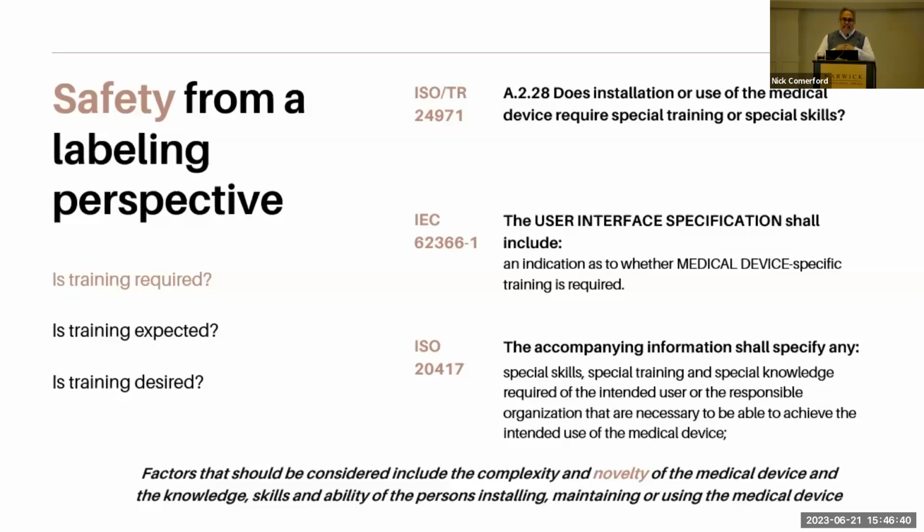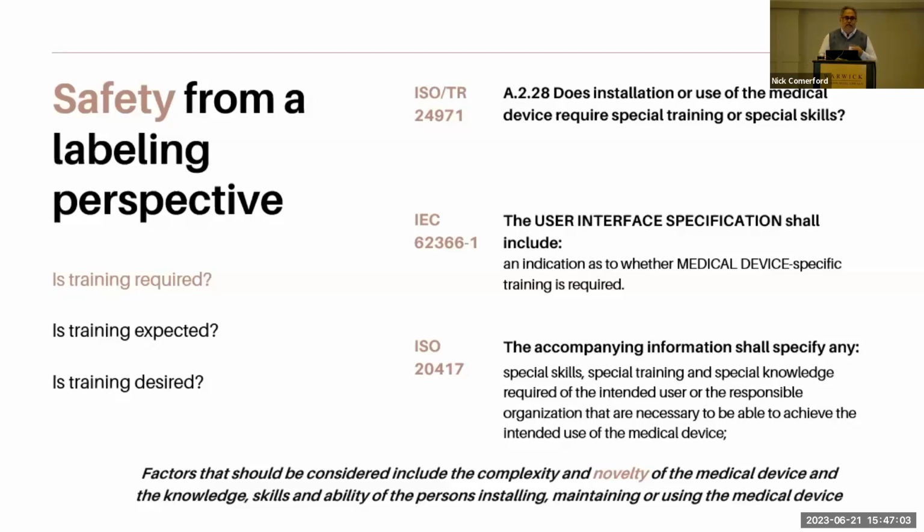Okay, so training is something where there's only one document that ever says what training is required. That's risk. Risk is the only thing that says whether training is required or not, right? If your risk says training is not required, then it's not required. You can still provide it, but it's not required training.